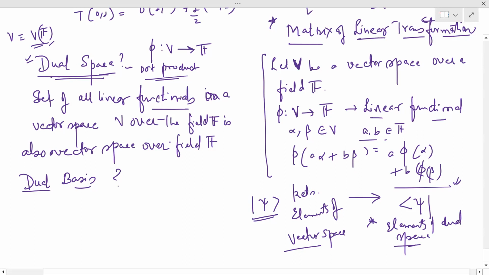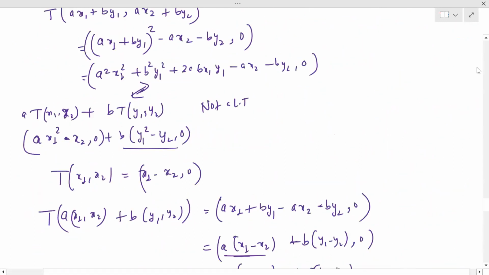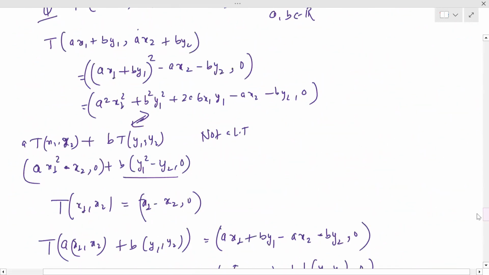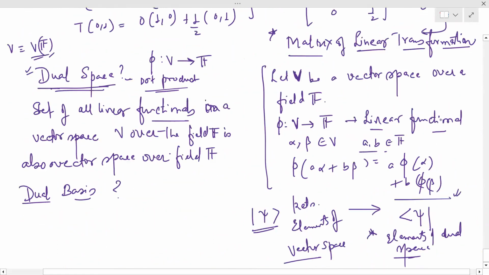So please understand that if I'm drawing a linear transformation T, then this set of all linear transformations, a set like a vector space, must be defined over some field F. So, linear transformation from V to F. What is F? The field. This particular linear transformation is from vector space V to the field F.